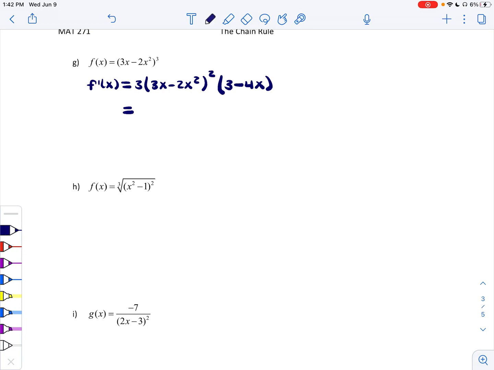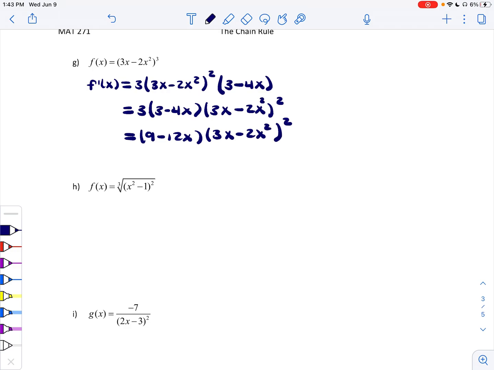Okay, and then again, you can just clean this up a little bit. So you would have 3, you just rearrange this, times 3 minus 4x times 3x minus 2x quantity squared. Now, if you wanted to leave it right there, you could, or you could distribute your 3 into this. So that would give us a 9 minus 12x, and then times 3x minus 2x squared quantity squared. Oops, I forgot my square there. And that could be then our final answer.